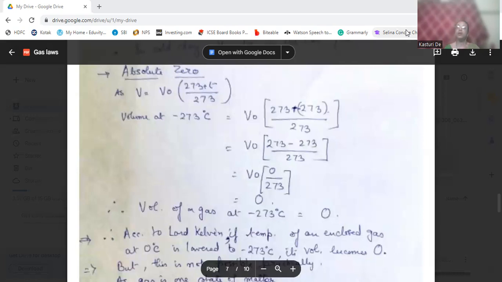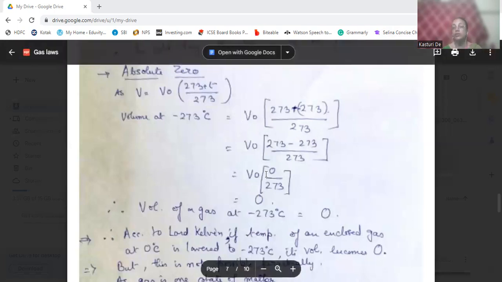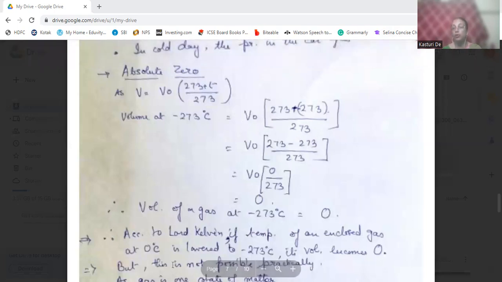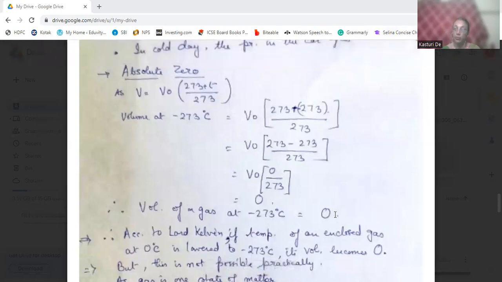Okay, so let us express theoretically how it is done. V is equal to V0 into (273 plus T) by 273. So V0 into (273 plus minus 273) by 273. That means 273 minus 273 by 273 becomes 0. And so therefore V0 into 0 will be equal to 0. The volume of a gas at minus 273 degrees centigrade is 0.